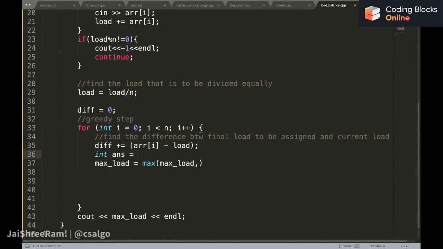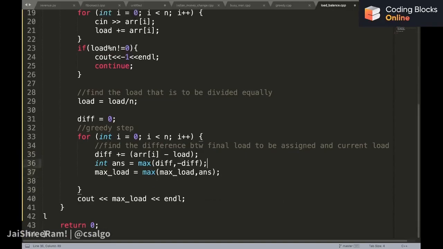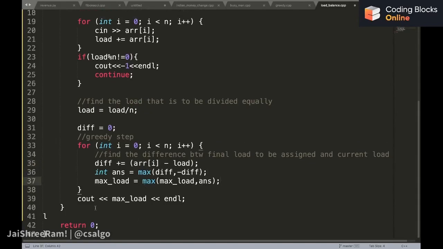Let's say answer is max of difference and minus of difference. Whatever is maximum, that should be considered in the answer. Or you can just do, if difference is negative, then take it as a positive difference. That is one thing that you can also do. And then we update max load. So max is maintaining whatever is the maximum load we have seen till now.